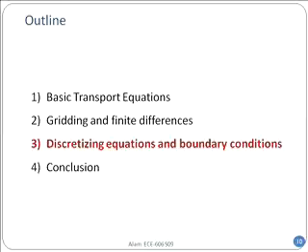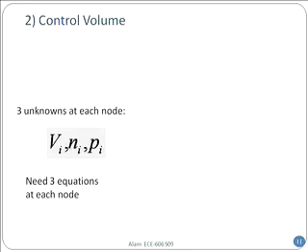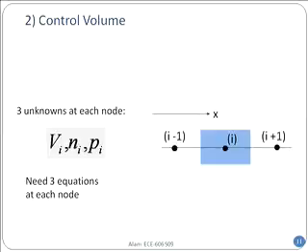Let me see whether I can discretize the equations, the drift diffusion equations, properly. So 3 unknowns at each node, and I need 3 equations at each node then. Therefore, I can connect them all up. How do I do that?